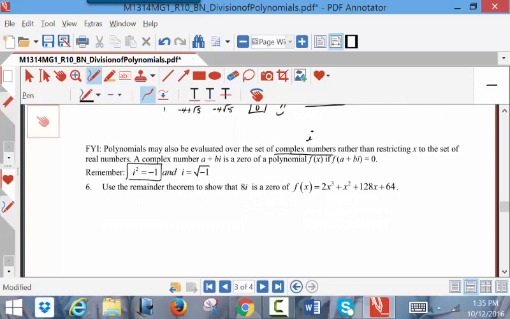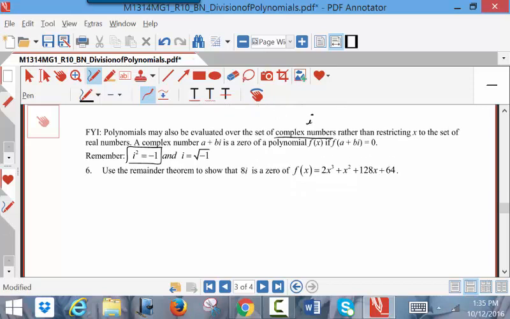Okay, so again we're using the remainder theorem, but this time they want to say, is 8i a 0 of this polynomial? Well, remainder theorem says use synthetic division. So this is putting this weird 8i in this box. And I'm going to have a 2x cubed, a 1x squared, a 128x, and a 64. And if the remainder is 0, then good for us.